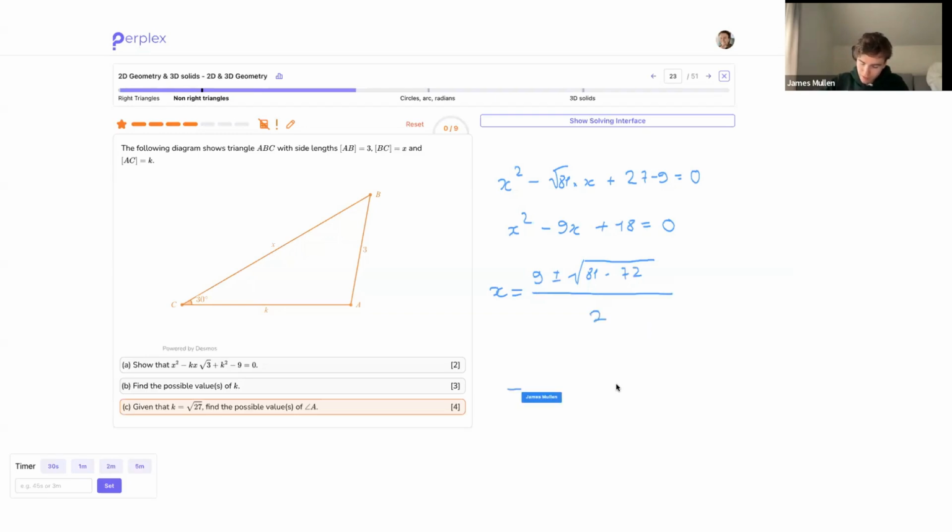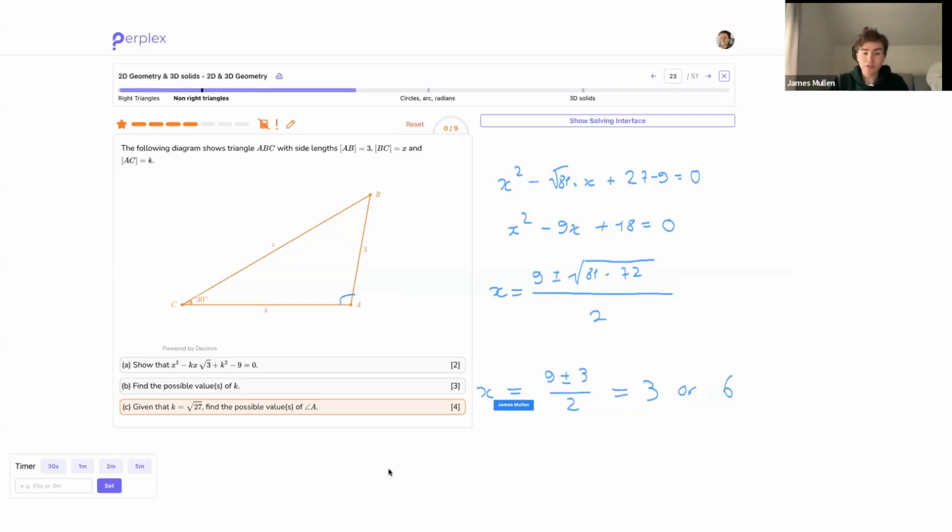All right, what does that give me? It gives me 9 plus or minus the square root of 81 minus 72, which is 9, and the square root of 9 is 3, so 9 plus or minus 3 over 2. 9 minus 3 is 6. 6 over 2 is 3. Or 9 plus 3, 12 over 2 is 6. So those are the possible lengths x, okay? And all we're looking for now is this angle alpha. Okay, so this is x.